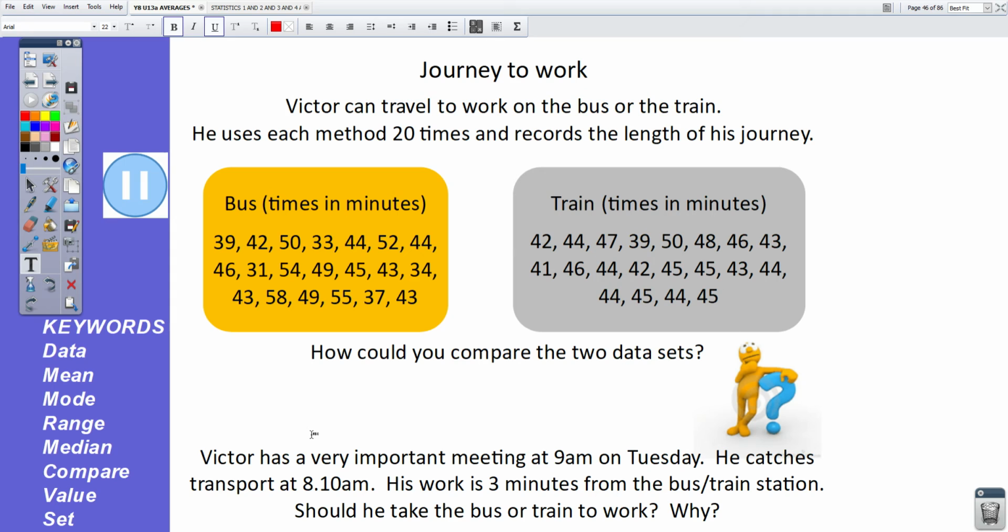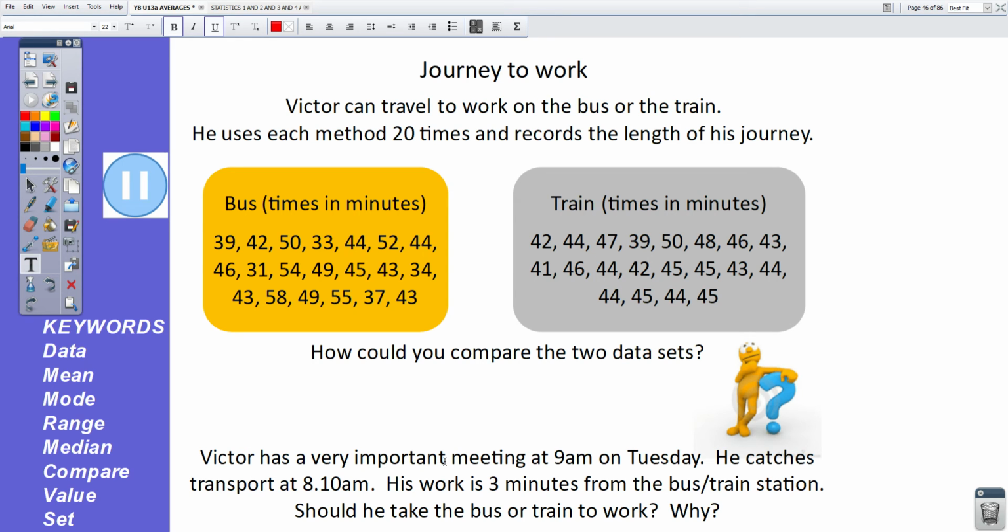Right, another typical type of question, typical statistical problem. A journey to work. Victor can travel to work on the bus or on the train. He uses each method 20 times and records the length of his journey. So here's how long it takes him on the bus, here's how long it takes him on the train. How could you compare the two data sets? I want you to think about.